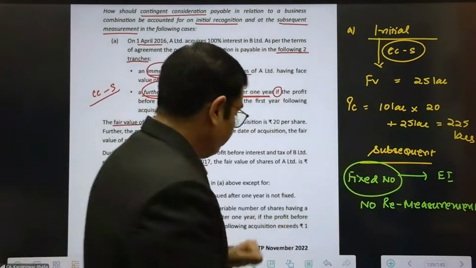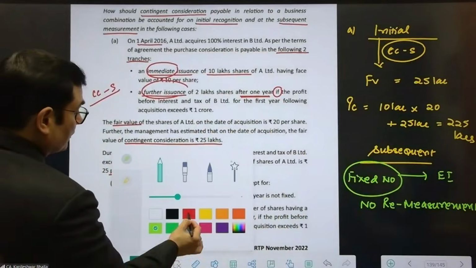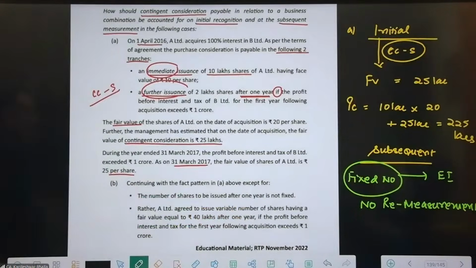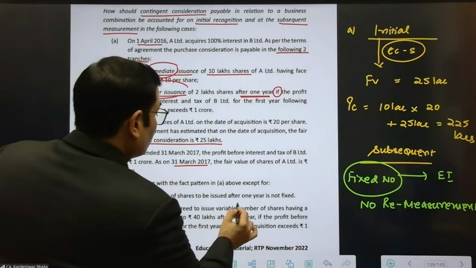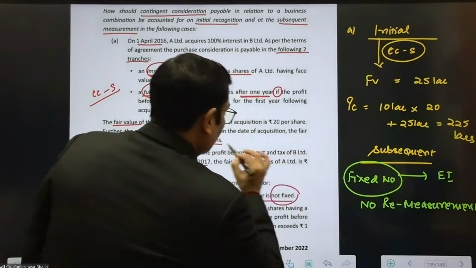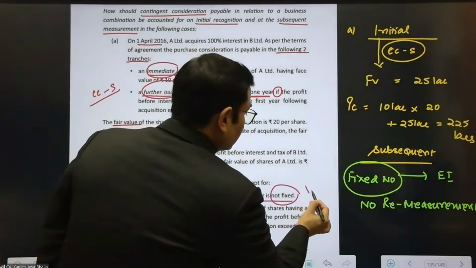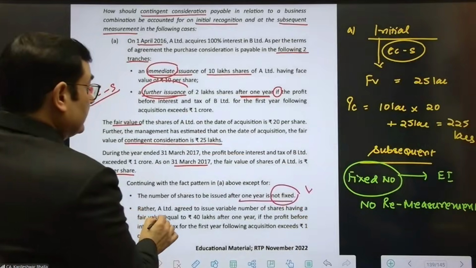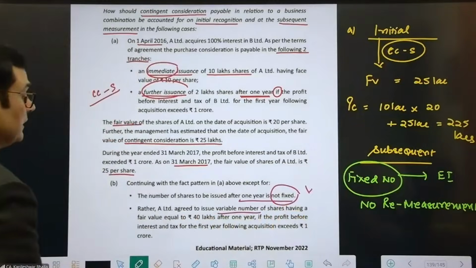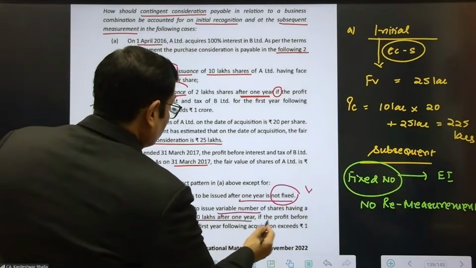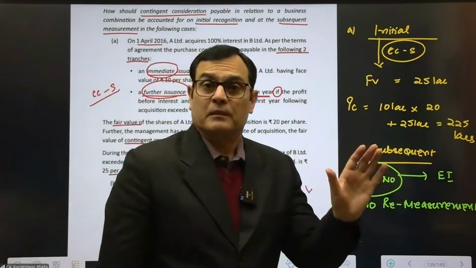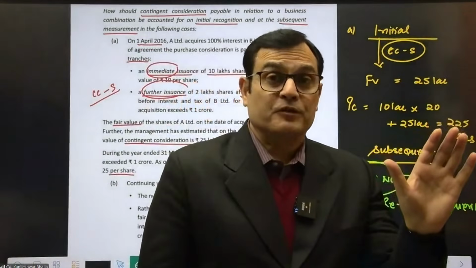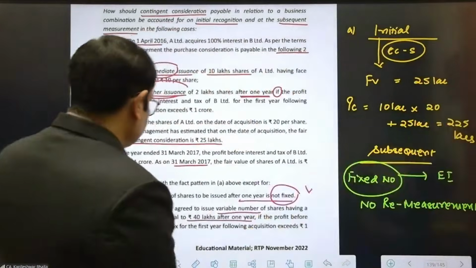Now let's go to part number B. Let's have a look at the inputs given in part number B. It says, continuing with the pattern in A above, except the number of shares to be issued after 1 year is not fixed. If it is not fixed, that means it is variable in nature. Rather, A agreed to issue a variable number of shares with a fair value equal to 40 lakhs after 1 year if the profits before interest for the first year exceed 1 crore. So the initial accounting for part number B would remain the same. But for the subsequent accounting, how do we classify this?